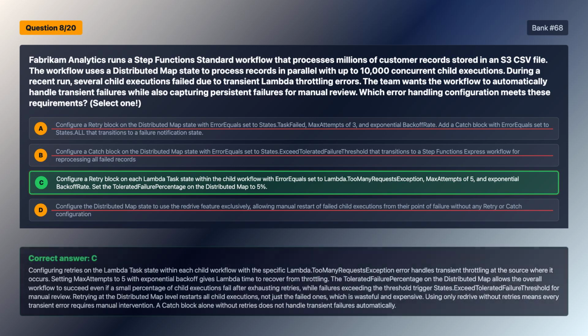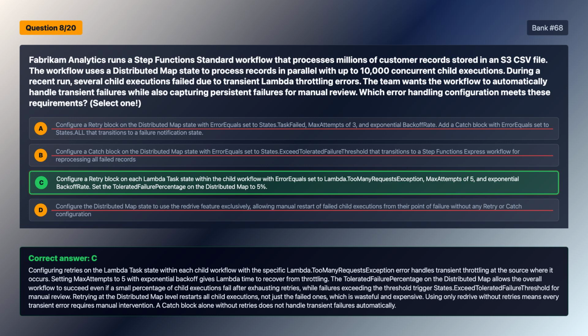The correct answer is option C. Configuring retries on the Lambda task state within each child workflow with the specific Lambda too many requests exception error handles transient throttling at the source where it occurs. Setting max attempts to 5 with exponential backoff gives Lambda time to recover from throttling.